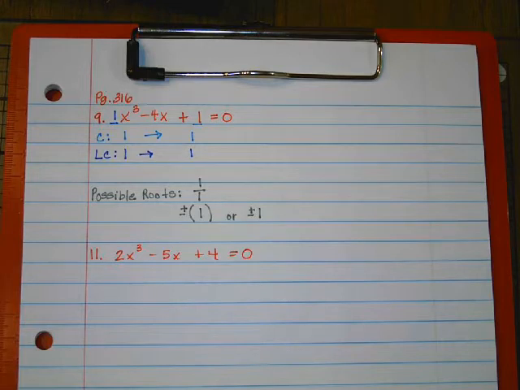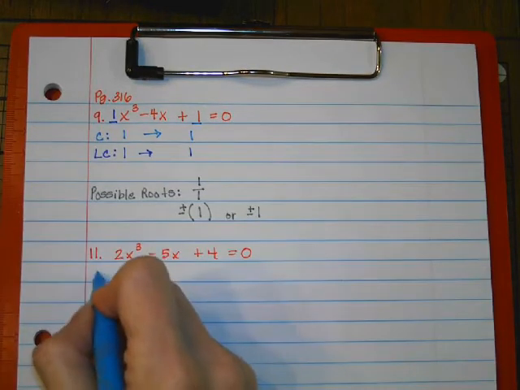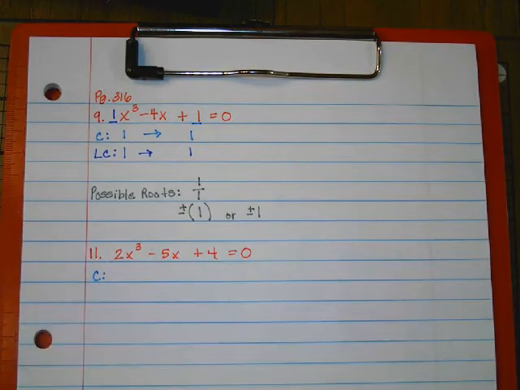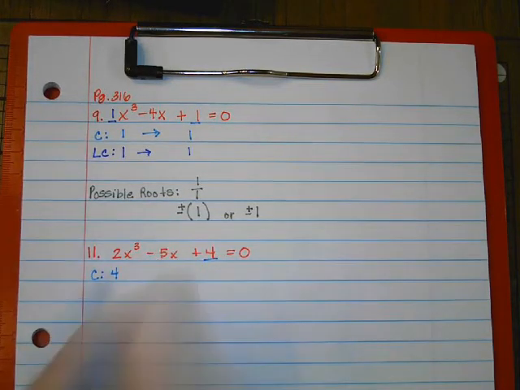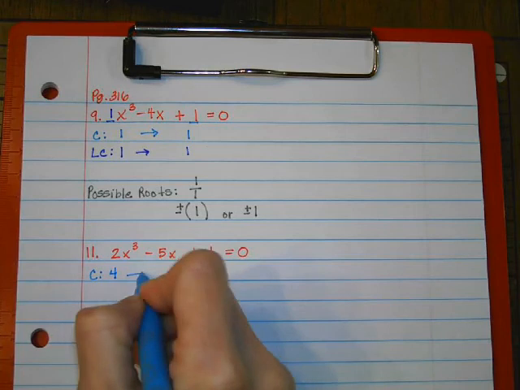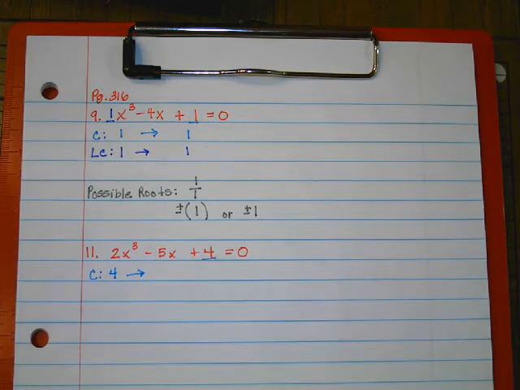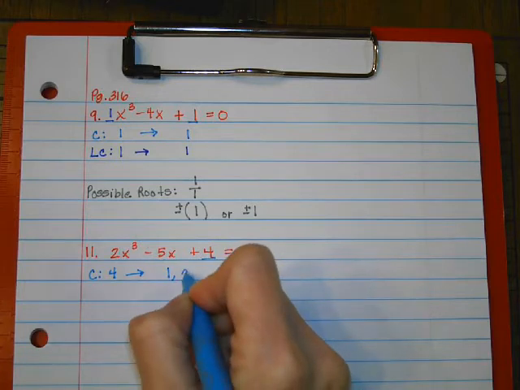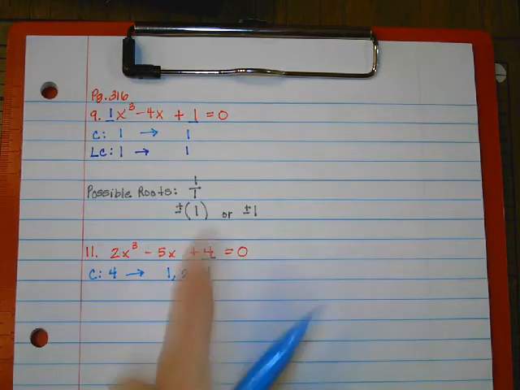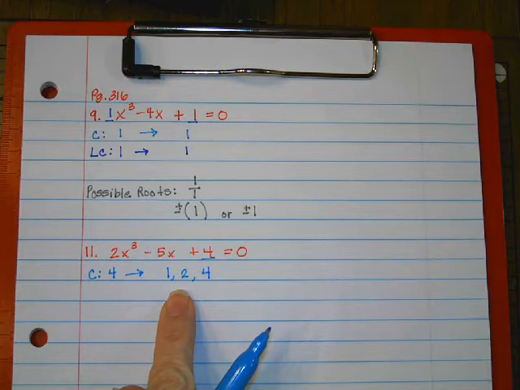Alright, so what's the first thing I need you to identify? Lainey. That's right, I need to identify the constant. So Lainey, who is my constant? That's correct. My constant is 4. Alright, so Lainey, what can I multiply to get 4? That's right, 1 times 4. Anything else? That's right, 2 times 2.